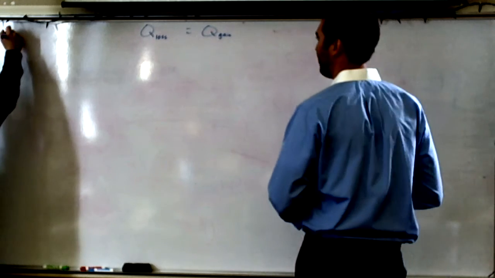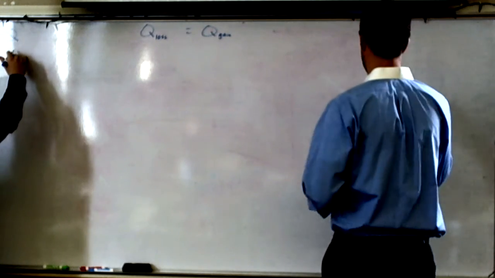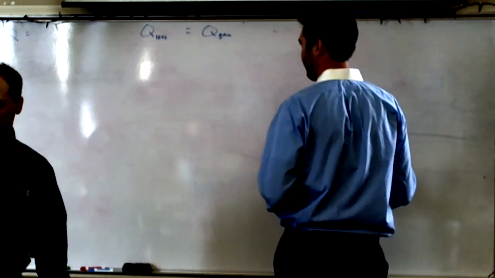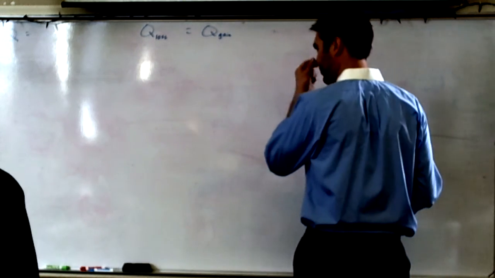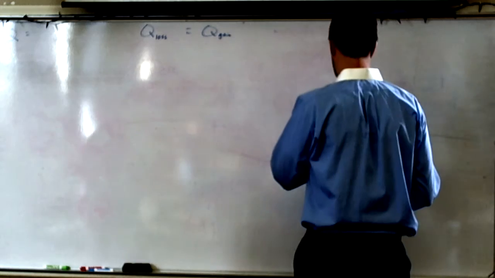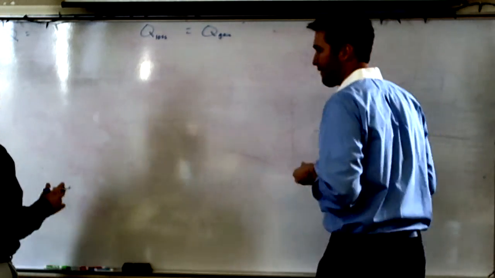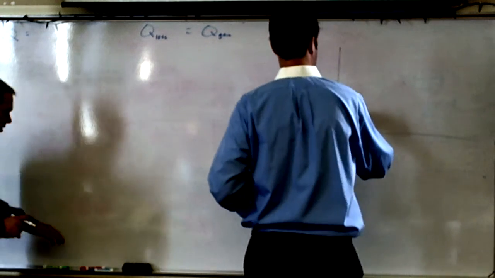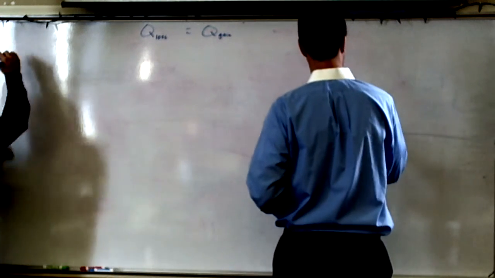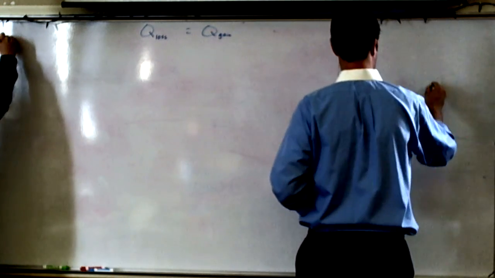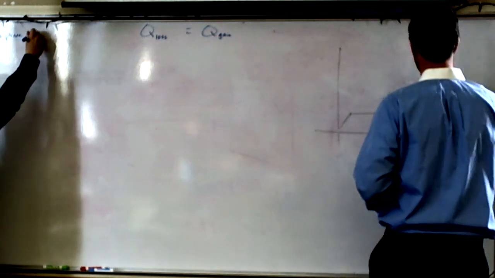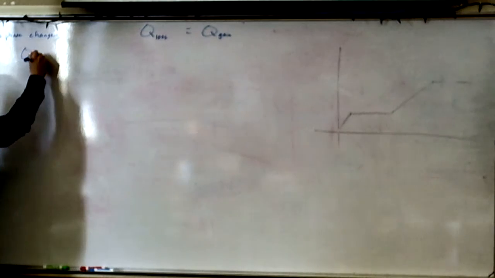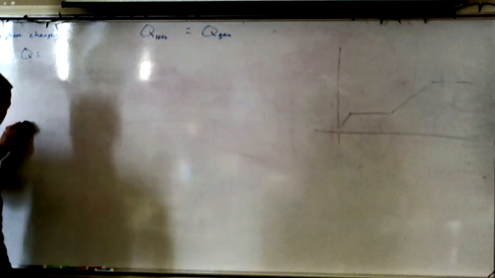We have two versions of our Q equation. We have one for temperature equalization where nothing is changing phase, and we have another one that deals with changes of phase. So which one deals with non-phase changes? What does Q equal in that case? Heat.